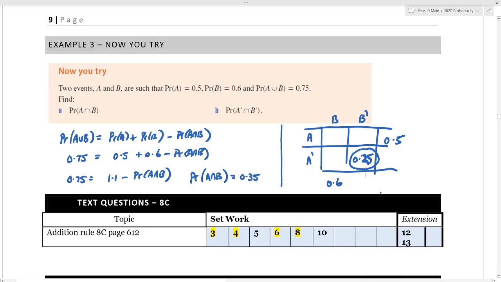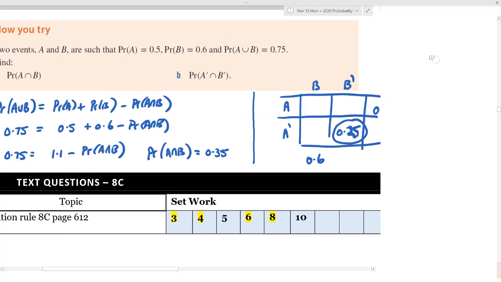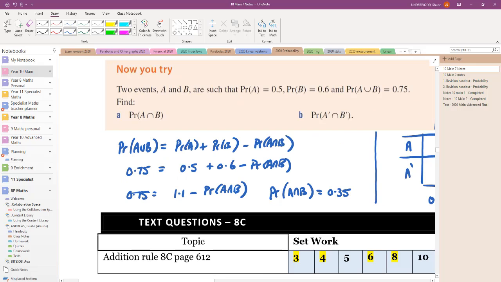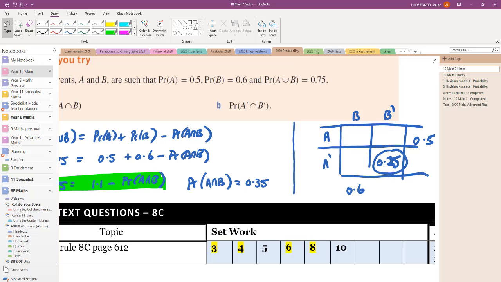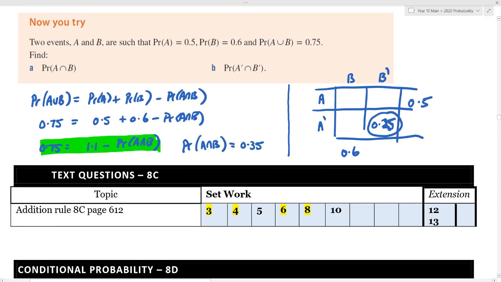All right, so here's my answer to this one. As you can see, we've got the addition rule, writing that out, stating what we've got, and we have to find out what the probability of A intersection B is here. So that gives us 0.35.